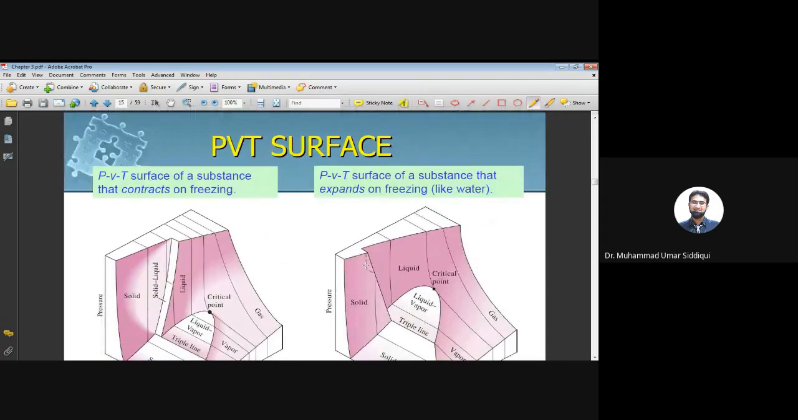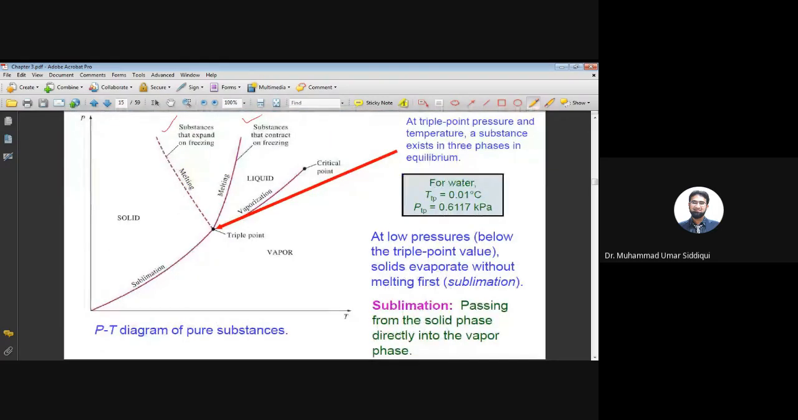Sublimation is passing from the solid phase directly into the vapor phase. So you need to know these definitions. What is a triple point? What is sublimation? What is a critical point?